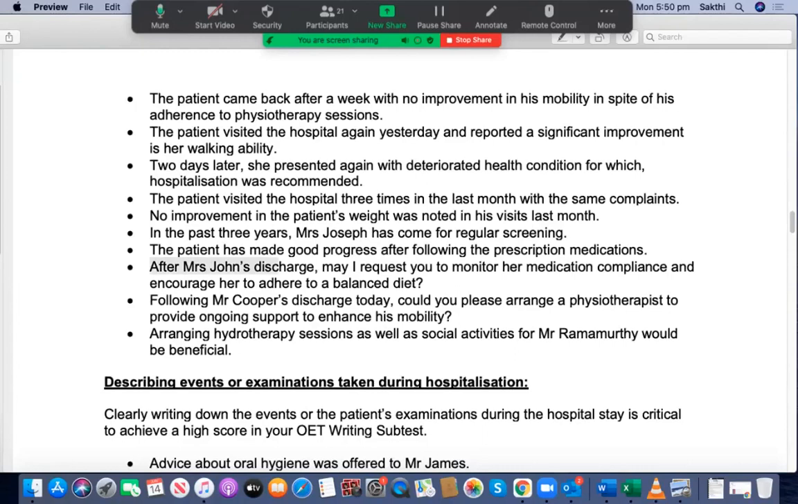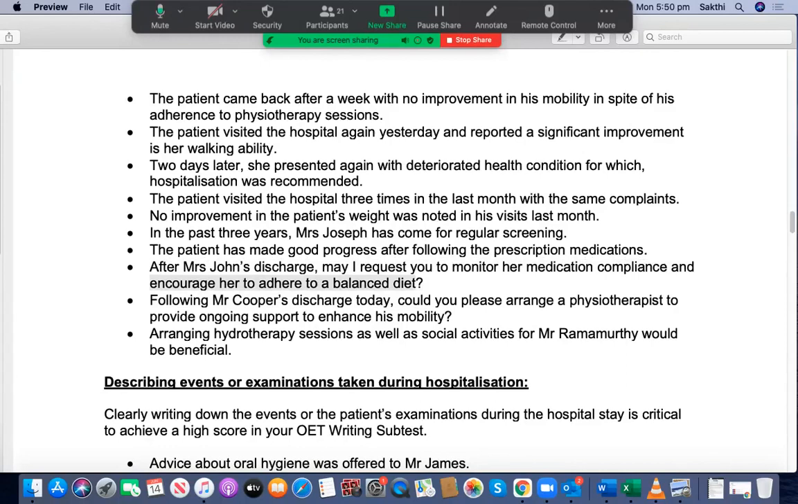After Mrs. John's discharge, may I request you to monitor her medication compliance and encourage her to adhere to a balanced diet? Okay, look at the way I have used this sentence structure. I tried to combine two requests to the addressee into one sentence itself, isn't it?